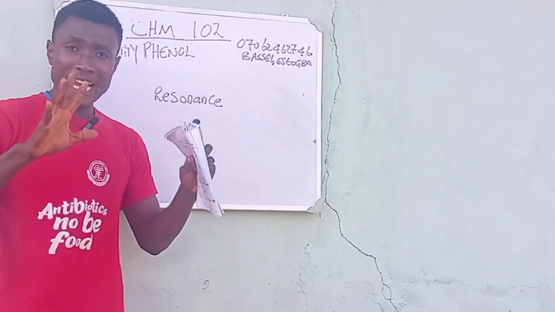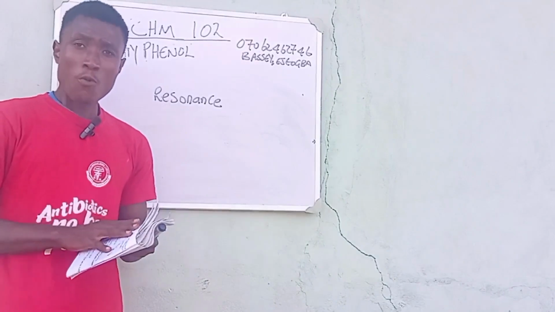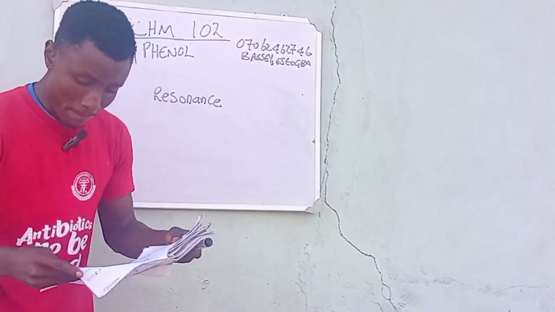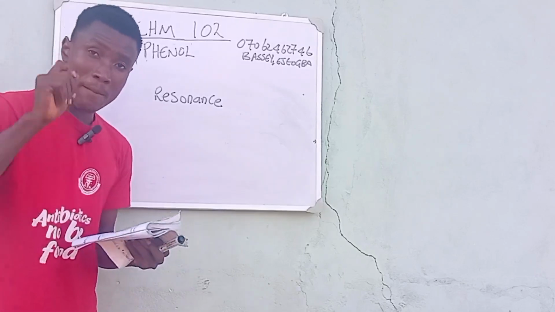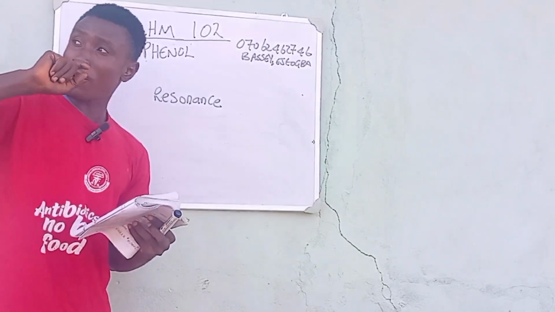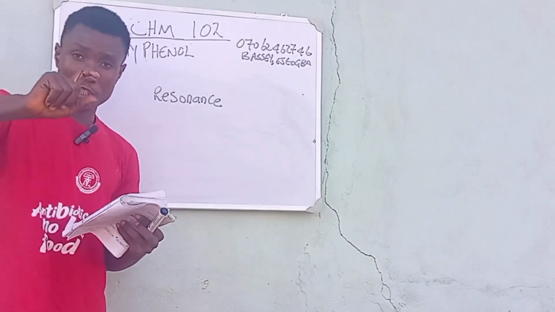So when phenoxide ion is formed, the negative charge on the oxygen, remember when I did the hydroxide ions and there was a negative charge on the oxygen, right?